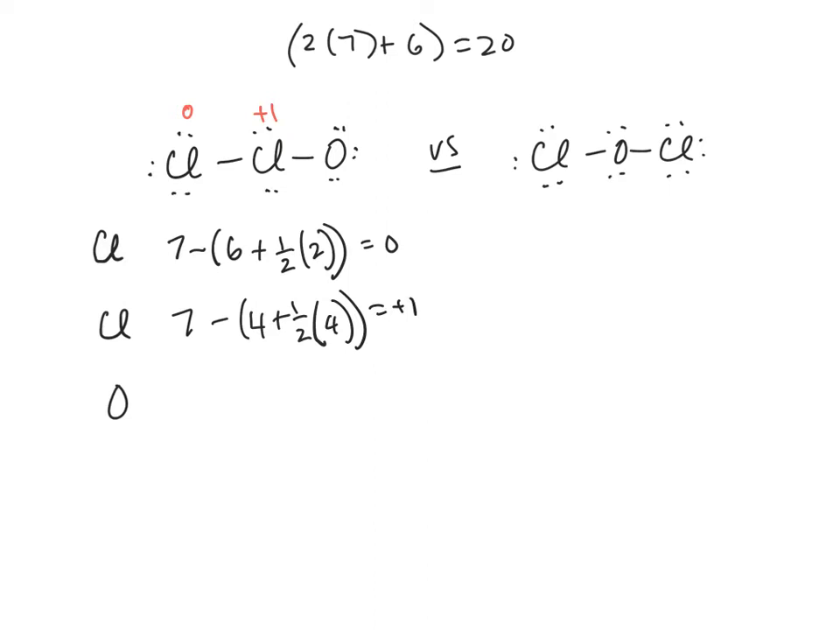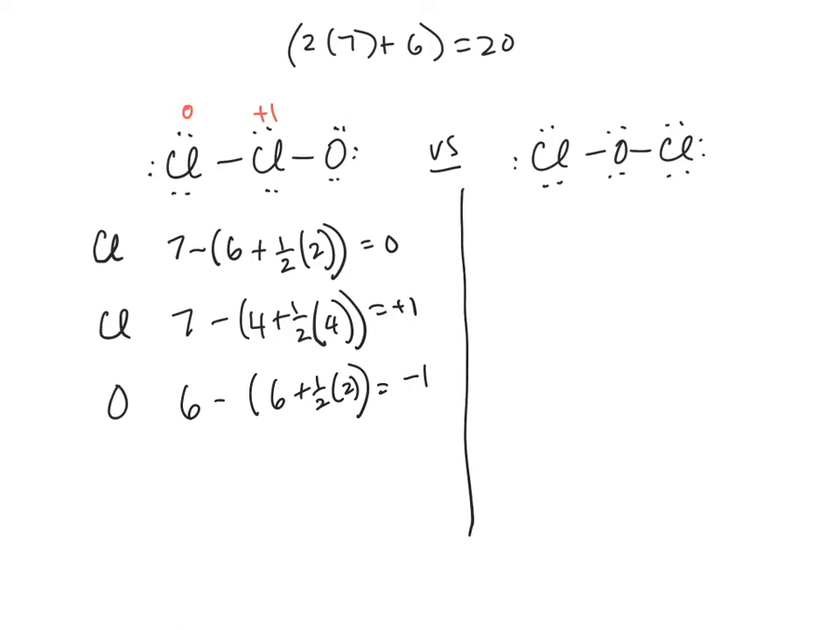And then for the oxygen, there's 6 valence electrons on it. And there are 6 lone pair electrons on the oxygen. And then there's 1 single bond that contains 2 electrons. So we're going to have 6 minus 7 is equal to -1.